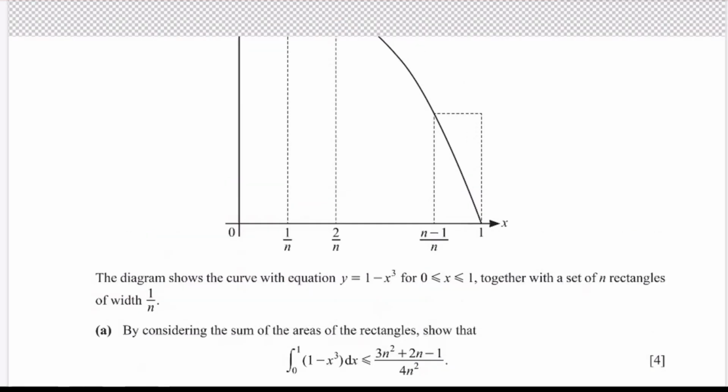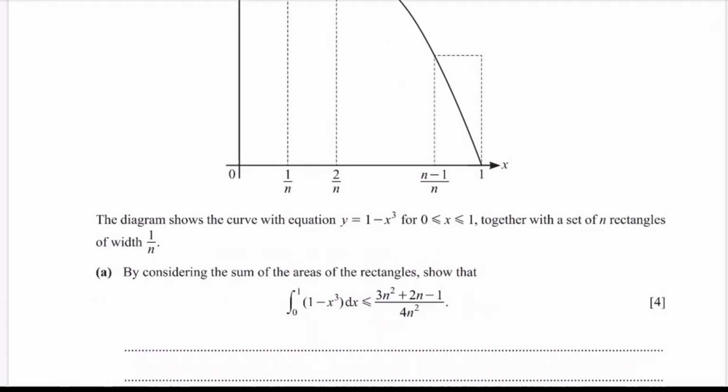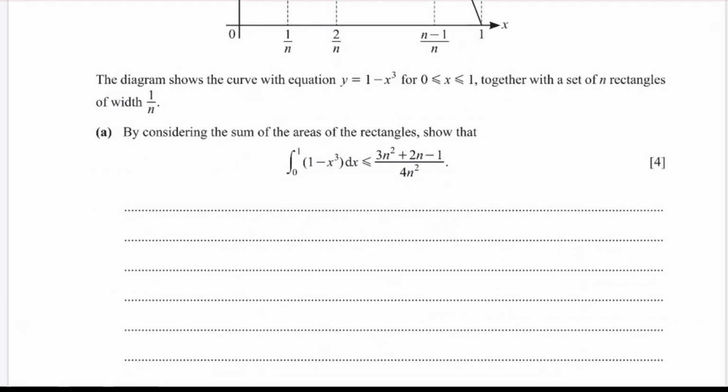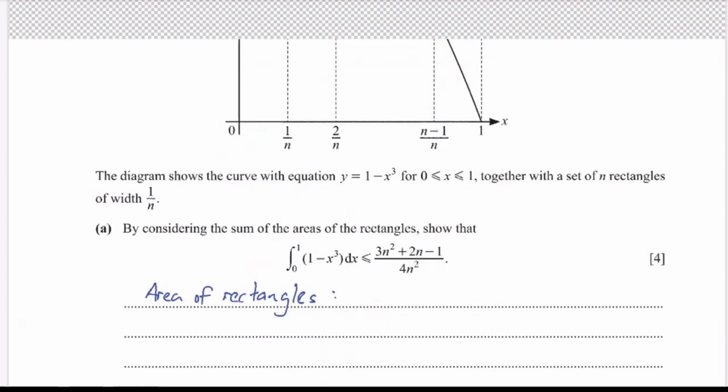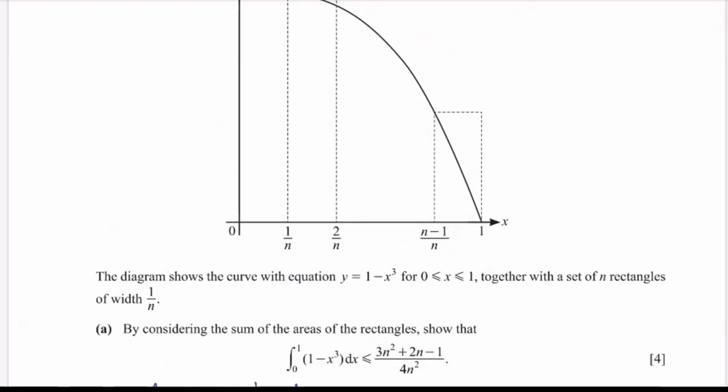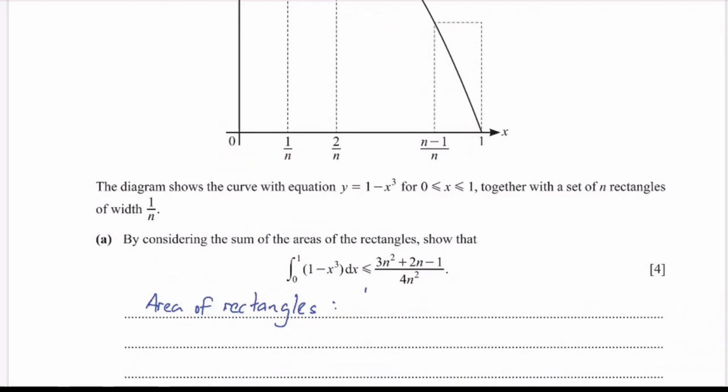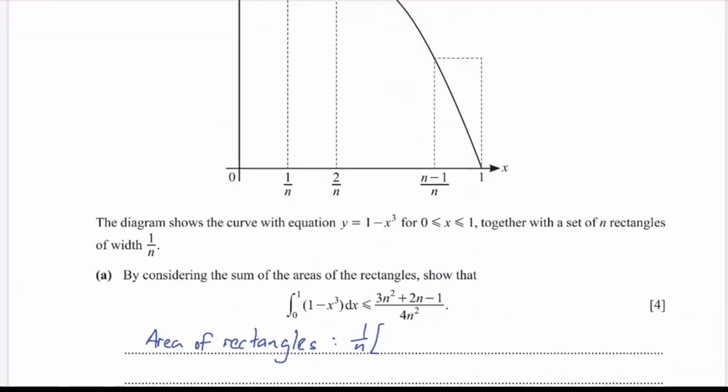So for the area of the rectangles that we actually see here, how do we get the area of the rectangle? Of course, the width is 1 over n. Let's just put the 1 over n first, since we're using this to multiply all the heights.